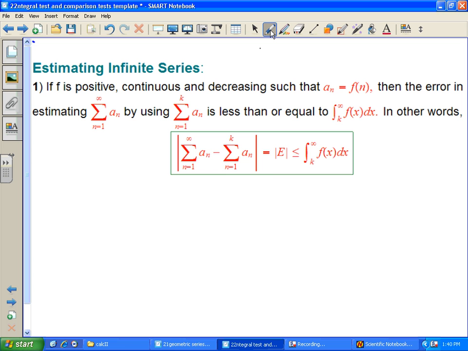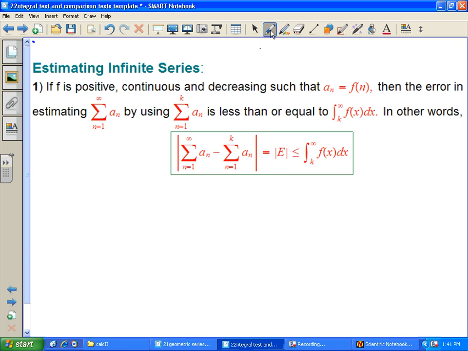For example, in this case, how many terms did they add? K terms, from 1 to K. But there's going to be an error involved, right? Obviously, if you didn't add up infinitely many terms, if you add up, let's say, the first 100 terms, there's going to be a difference between your answer of adding the 100 terms and the actual answer of adding infinitely many. But this theorem tells you how much error you would expect in that difference, the difference between the finitely many terms and the infinitely many terms.